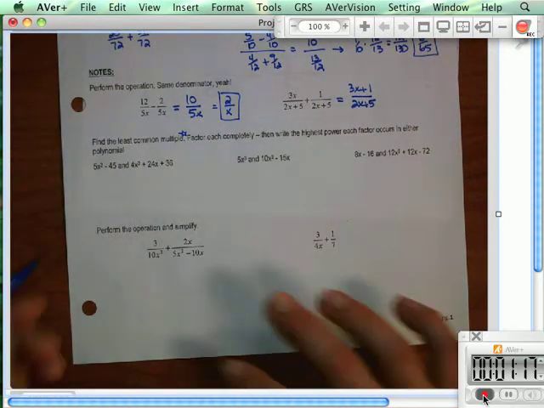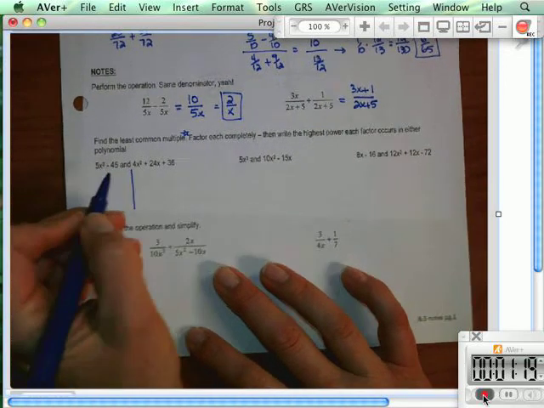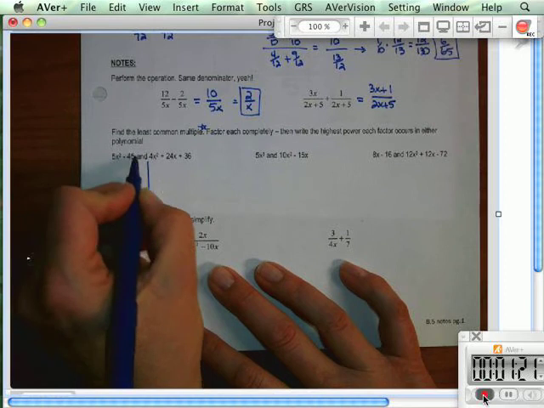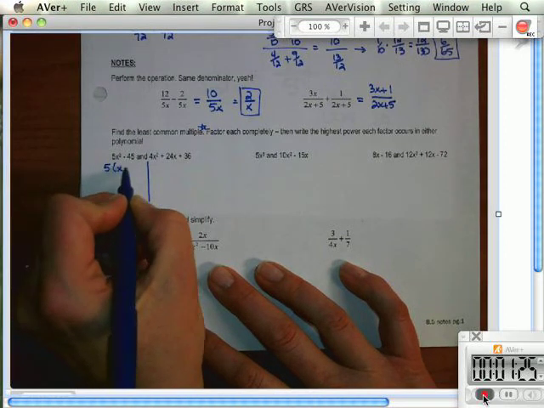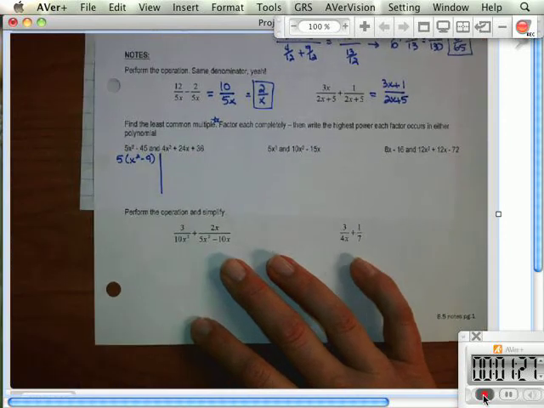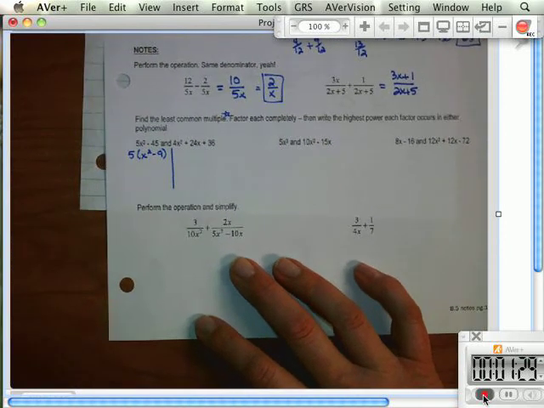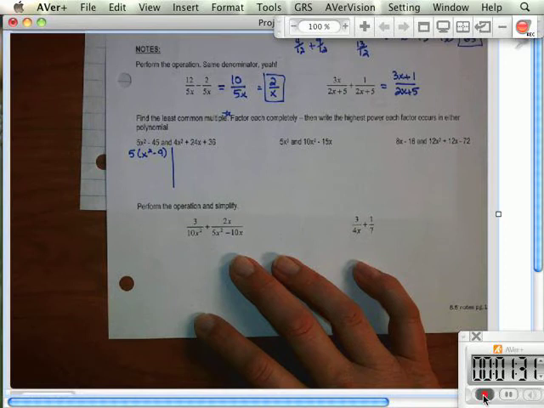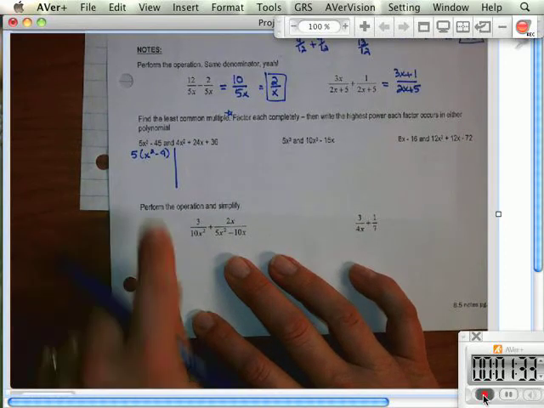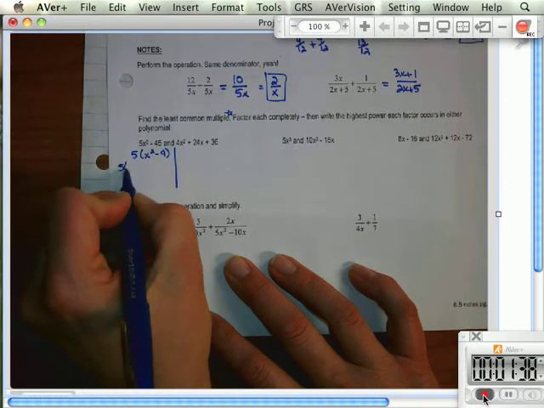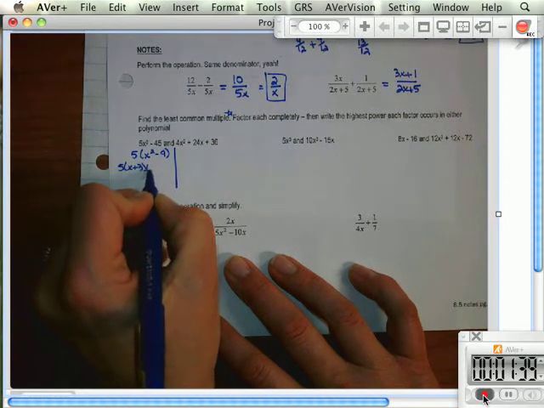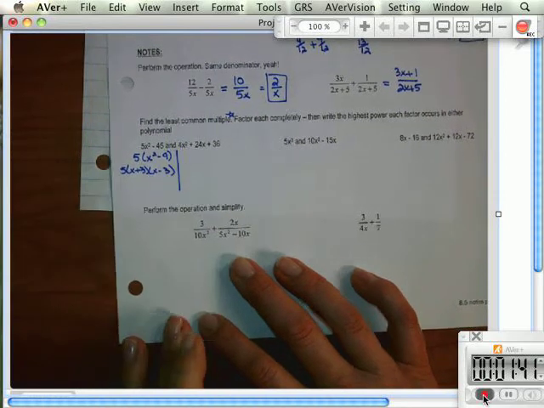So I'm going to factor this first one completely here. What would I pull out of here? A 5. Can I go further with that? I can factor that further. What can I do? x plus 3, x minus 3. So I'm going to do that. Okay, that's the first one. That's factored completely.